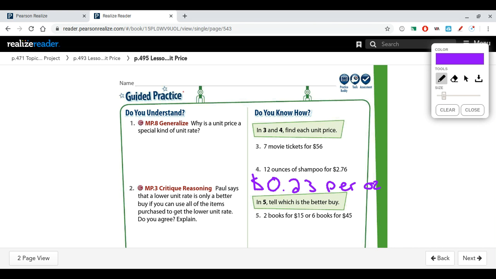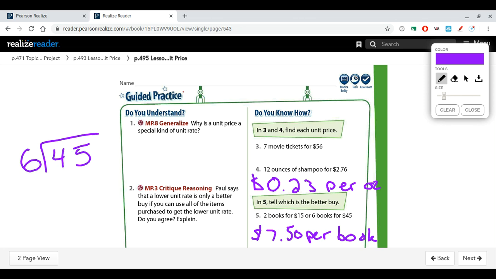So 2 books for $15 is going to be $7.50 per book. So that's the first unit rate. 6 books for $45. I'm going to go ahead and find what the unit price is going to be for 6 books for $45.